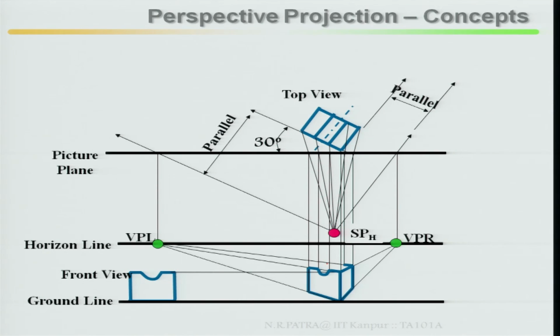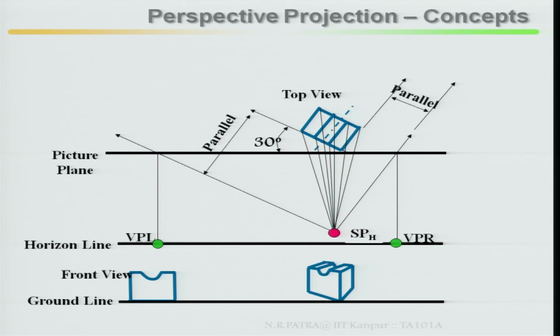Then draw it, go to the right side edge, then you are going towards your left face, going towards your left vanishing point. Finish it off, inside edges, mark it, draw these lines, draw it, remove the construction lines and darken. This is your perspective view.